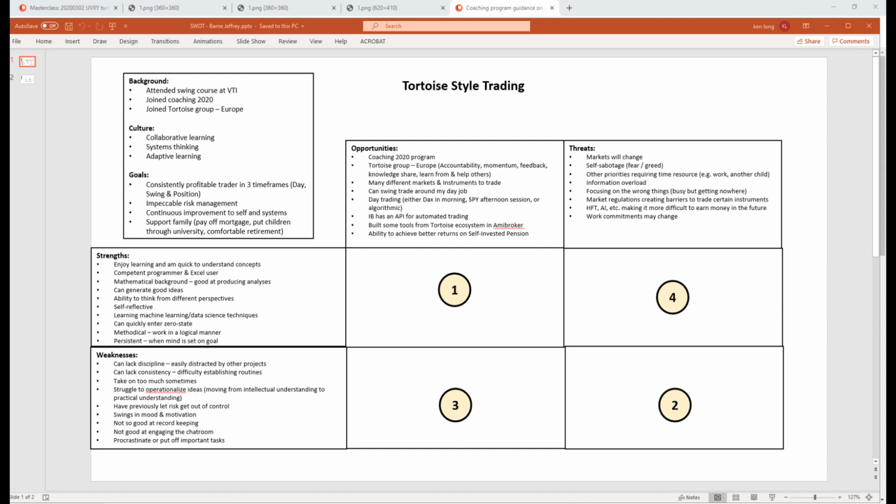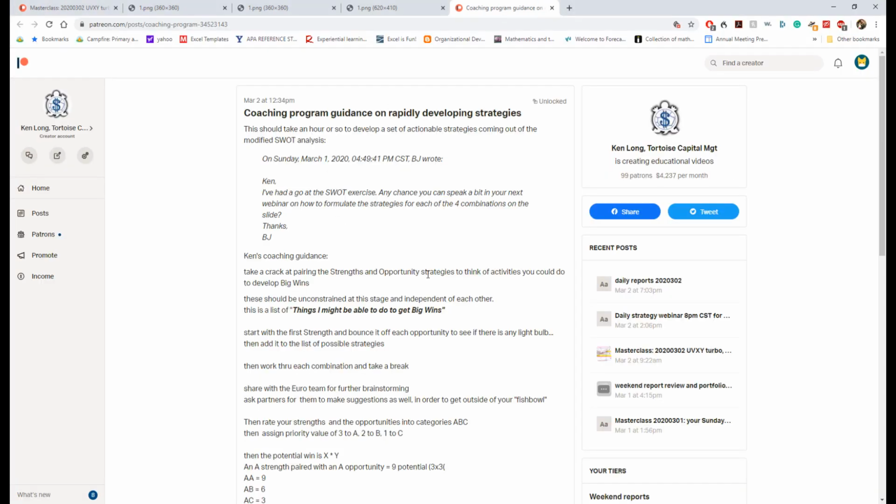So I had a question first. I just want to cover first things first. Trader Barry said, hey, I had a go at the SWOT exercise, strengths, weaknesses, opportunities, and threats exercise that I distributed last week. Any chance you could speak a bit in your next webinar on how to formulate the strategies for each of the 4 combinations on the slide?